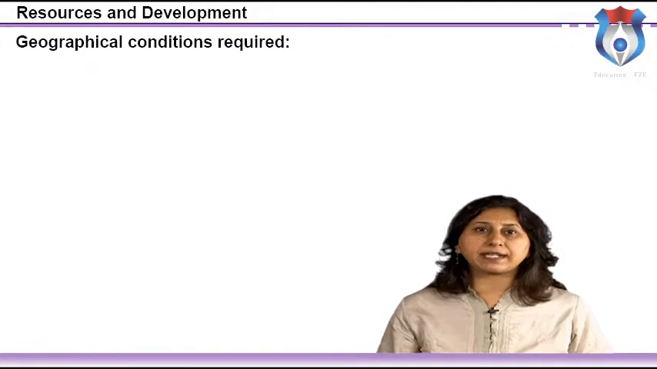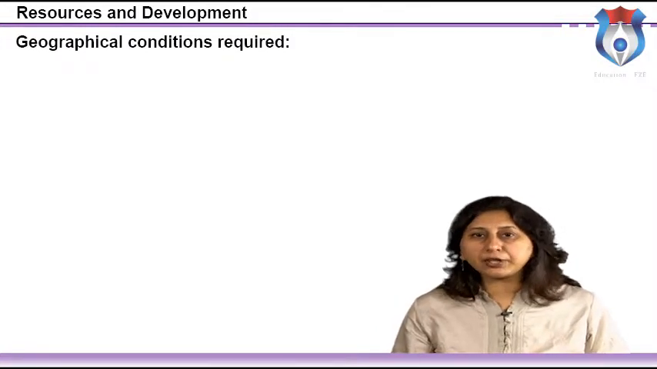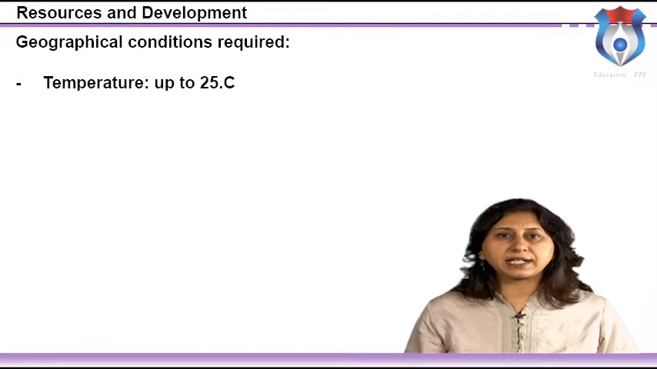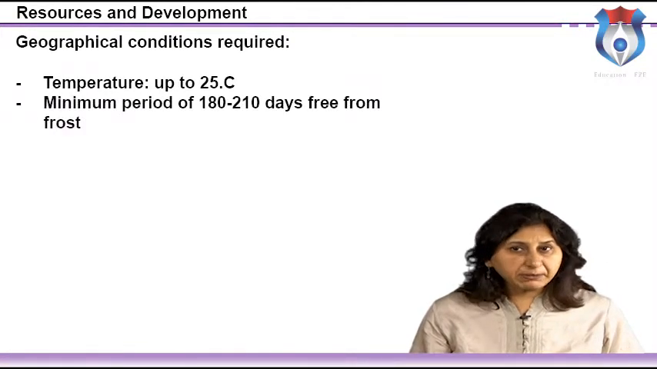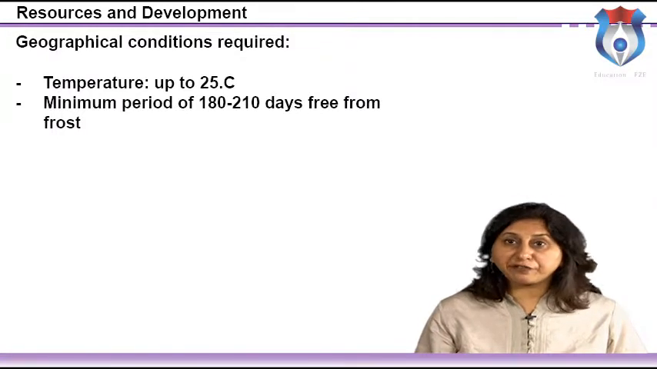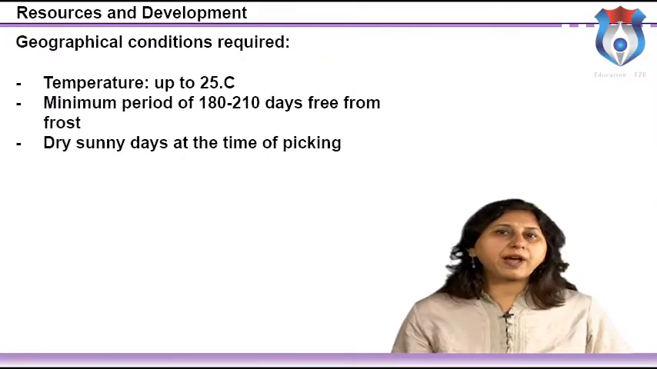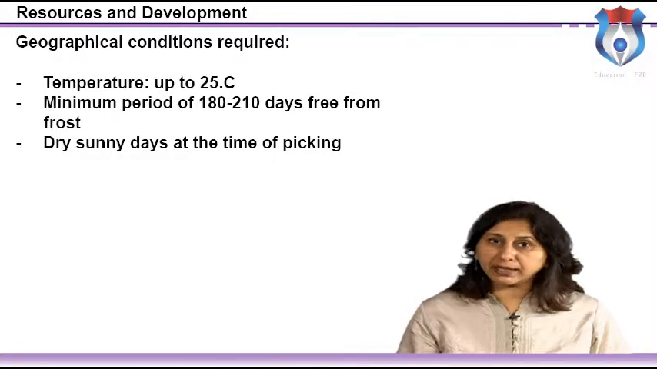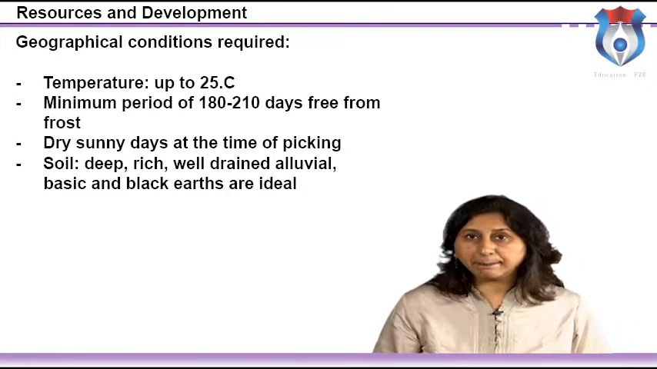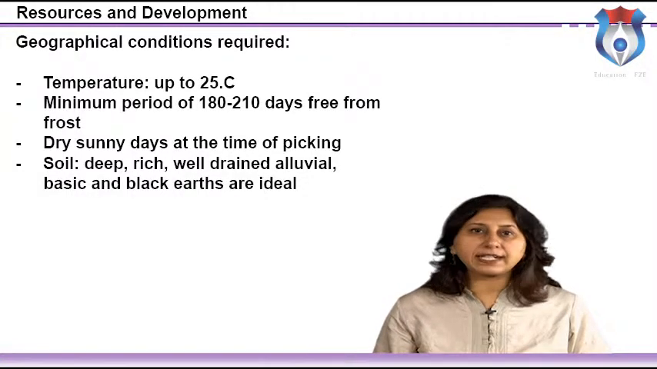Equable warm climatic conditions during the growing season, with temperature reaching 25 degrees centigrade in summer. A minimum period of 180 to 210 days free from frost. Dry sunny days at the time of picking. Deep, rich, well-drained soils, alluvial, basic and black earths are ideal.